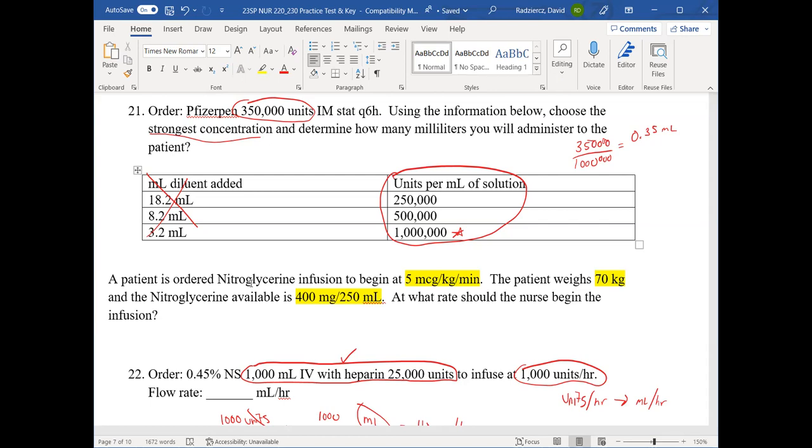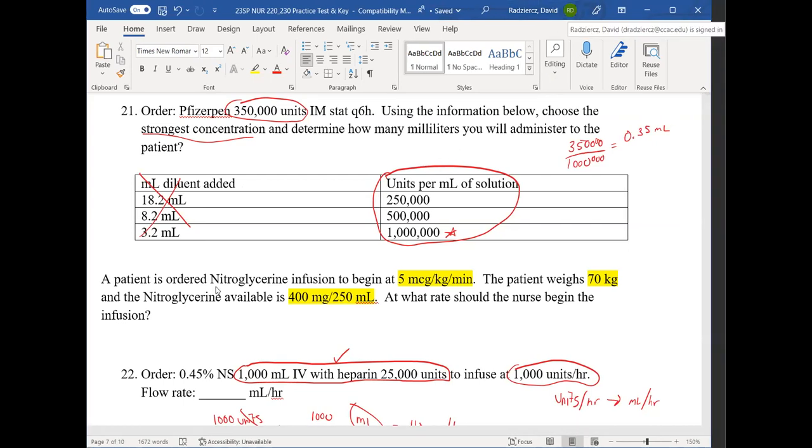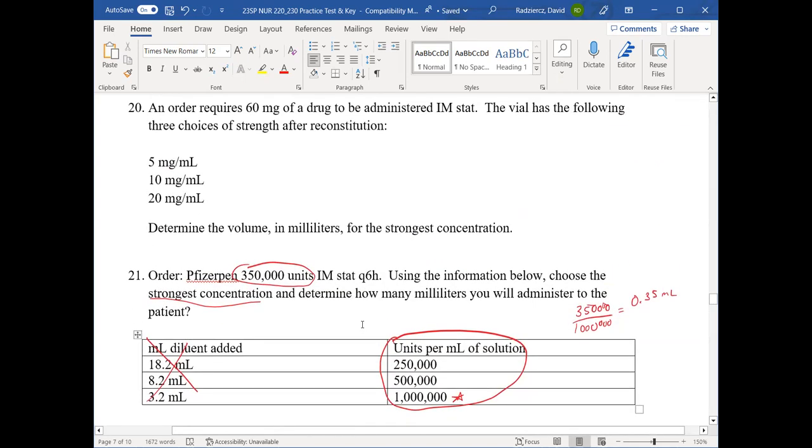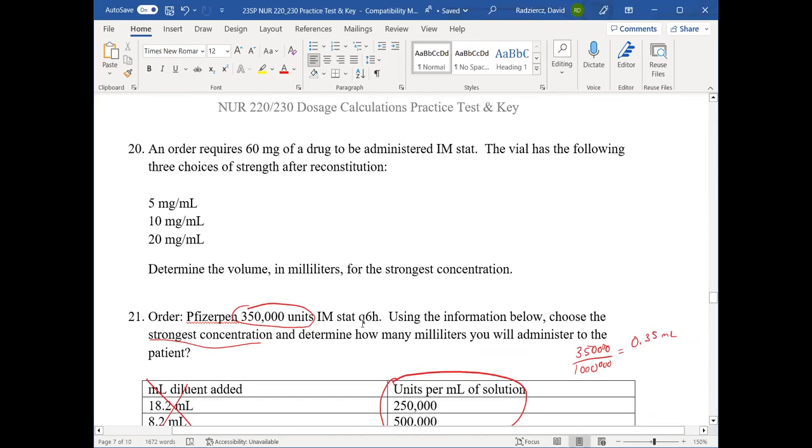So it's, do you know to ignore the milliliters diluent added? That's why I crossed it out. Yeah. And then do you know to find which one's the strongest, right? So 250,000 units per milliliter is the least concentrated, and then 1 million units per milliliter is the most concentrated, or the strongest concentration, which is why you would just use that. So you don't need to solve for the other two. Oh, okay. Good question. And that goes the same for number 20. You just solve for the 20, you don't have to do anything with the 5 and the 10. Correct. Okay.